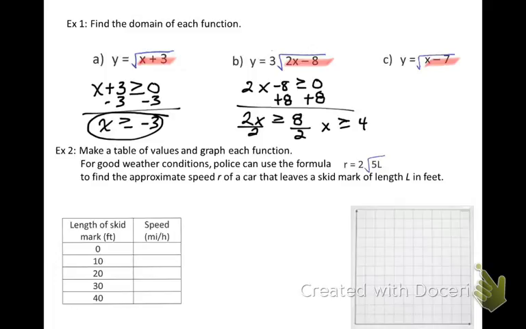I'd like you to try C by yourself. Alright, so C should be x is greater than or equal to 7. Okay.